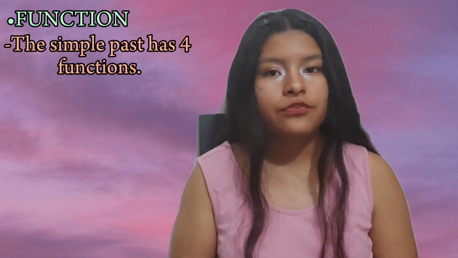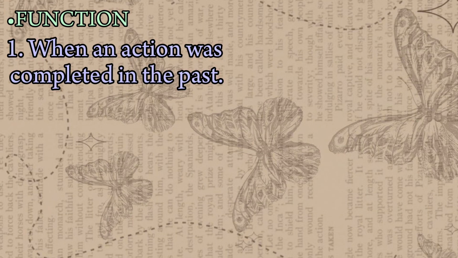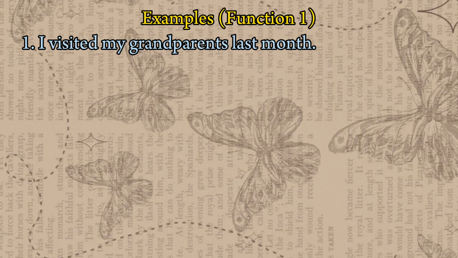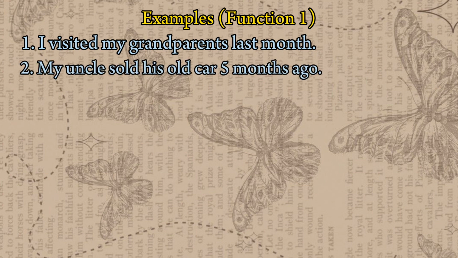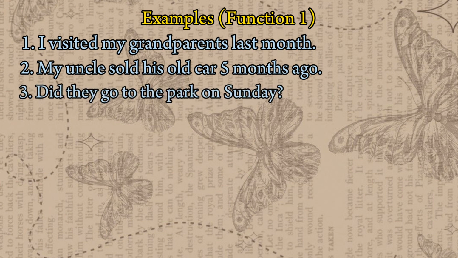The simple past has 4 functions. The first one is when an action was completed in the past. For example, I visited my grandparents last month. My uncle sold his whole car 5 months ago. Did they go to the park on Sunday?